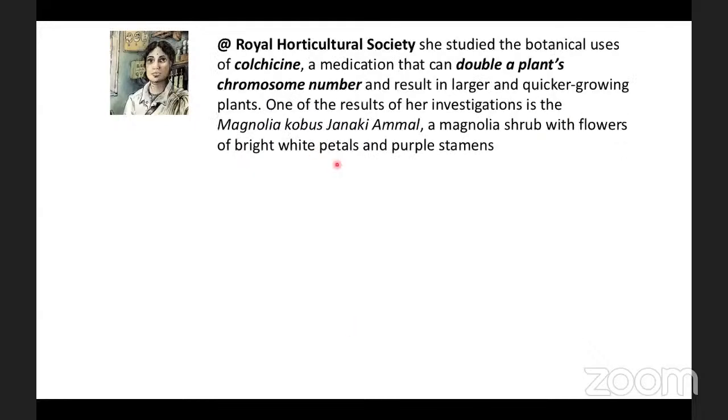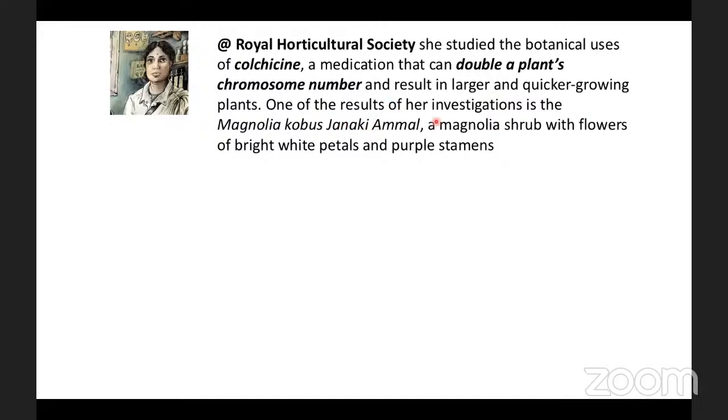Then she went to the Horticultural Society where she studied botanical uses, for example, of colchicine. Colchicine is a small plant-derived molecule that can change the chromosome number from haploid to diploid to multiploid. And this polyploidy of plants is related to quick-growing plants and so on.